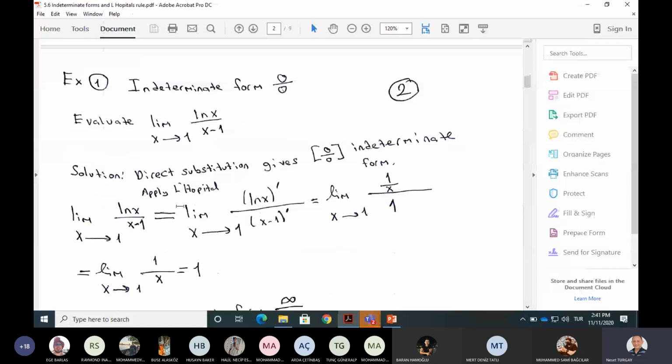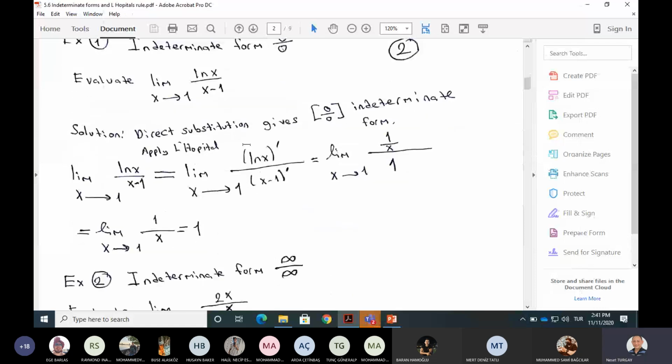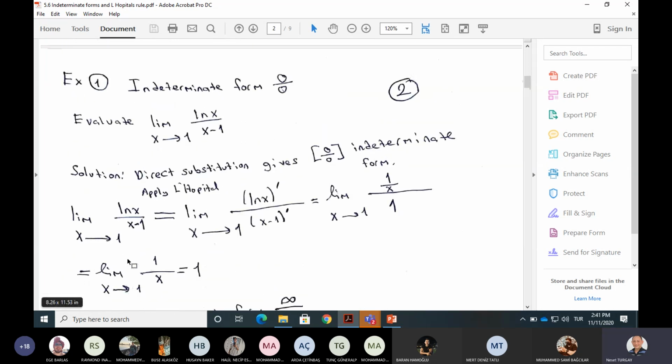Anyway, now, my friend, you will use L'Hopital's rule. Limit as x goes to 1. Take the derivative of ln x. Take the derivative of x minus 1. This equals the limit as x goes to 1 of 1 over x over 1, which is 1. The answer is 1, my friend. Any question?